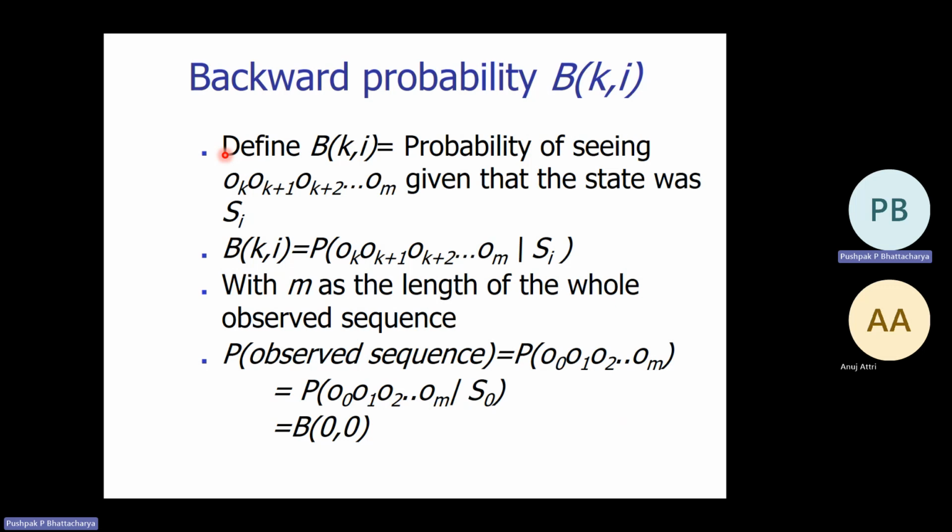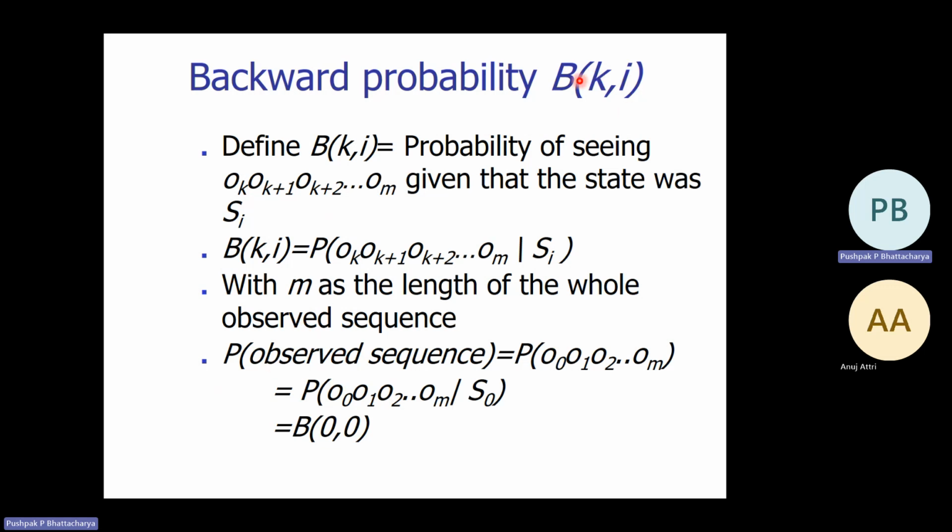Now let's deal with backward probability. Backward probability is dependent on suffix. Okay, while forward probability was making use of prefix, backward probability is dependent on suffix. Define Bk,i, the probability of seeing Ok to Om. Okay, so from the position k up to the end of the observation sequence. So that's a suffix. Given that the state was Si, so Bk,i therefore is probability of the suffix given Si. What is the probability of seeing the suffix starting from the state Si? With m as the length of the whole observed sequence.